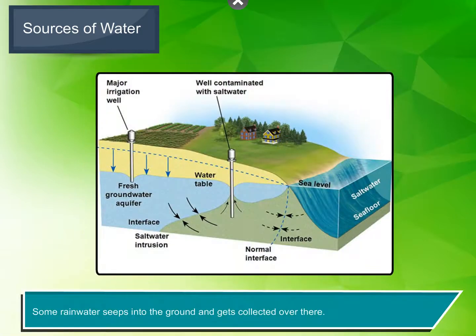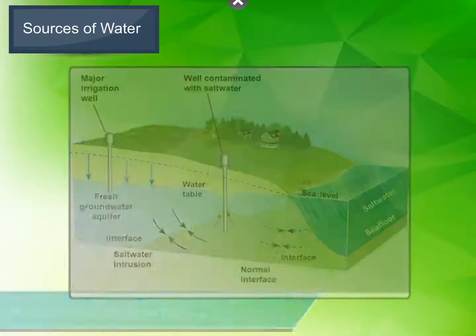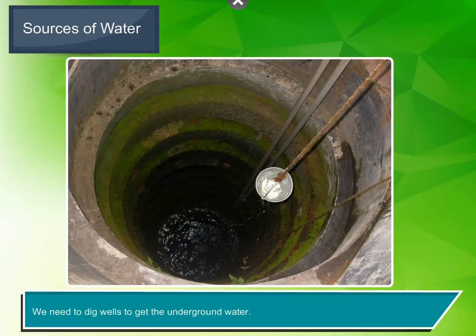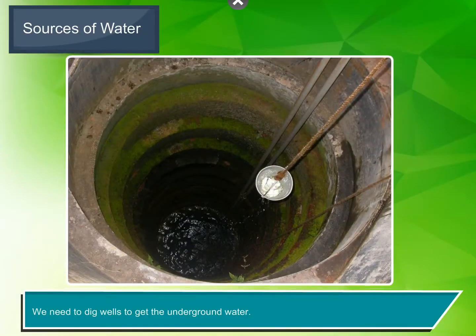Some rainwater seeps into the ground and gets collected over there. We need to dig wells to get the underground water.